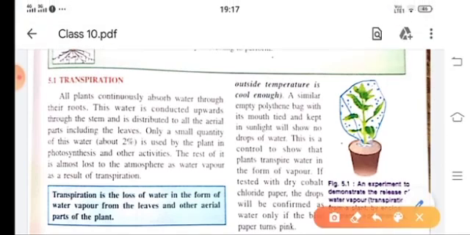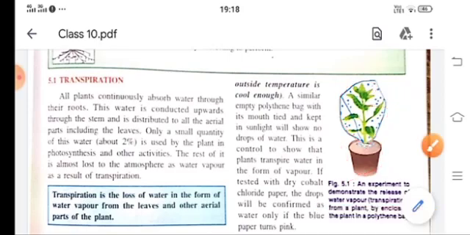So take a well watered potted plant. Well watered potted plant means the plant which you are going to take should have water in it. Then here is a polythene sheet. We have covered this plant with a polythene sheet and leave it as it is. Then after some time you will see water droplets come from this plant. So this shows that plants release water in the atmosphere.